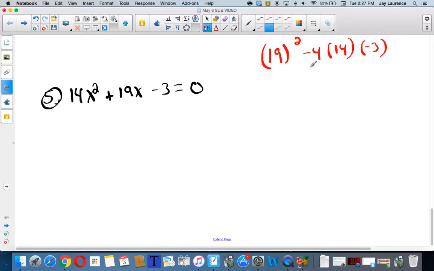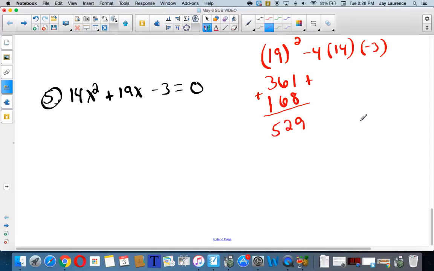All right, so let's see here. What is that? 361, right? Plus 12 times 14. 14 triples, 42, 84, 168, I think. And I'm a vertical kind of guy, so I'm going to write it down here. All right. And when I add those, I'm going to get a 9, a 2, and a 5. I think 529 is a perfect square. I want to say 23.